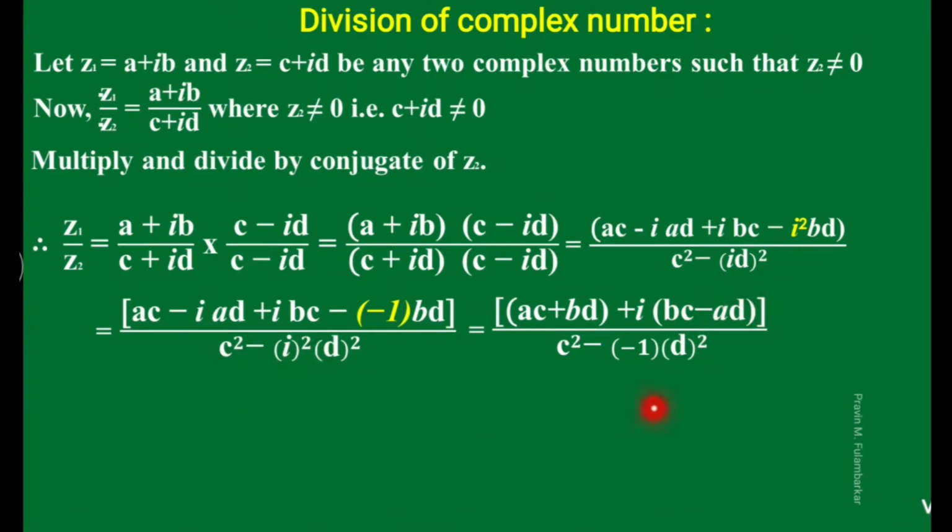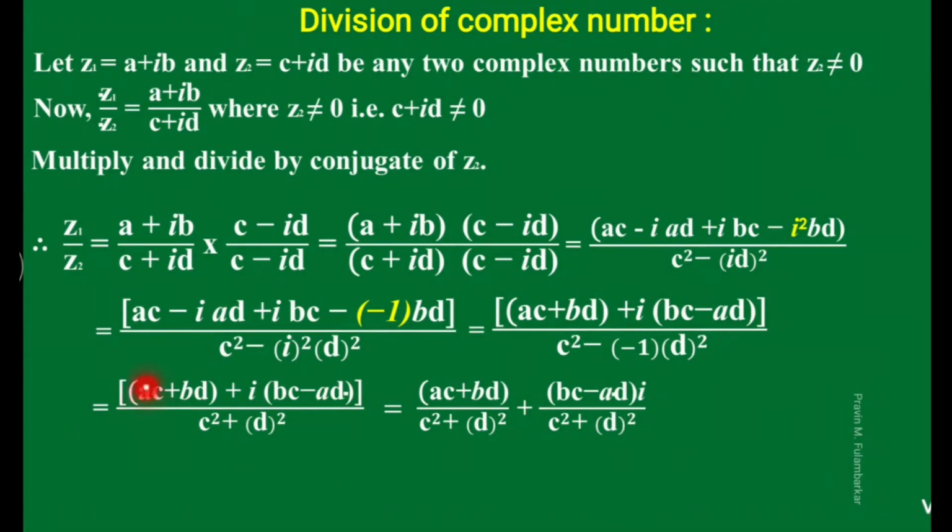We replace here i square by minus 1, so we add this in the next step. So we write this as first bracket ac plus bd, which is the real part, bc minus ad, which is the imaginary part, and this minus minus gets plus. So we write in the denominator c square plus d square. We separate the base. After separating the base, we get ac plus bd upon c square plus d square plus bc minus ad upon c square plus d square.